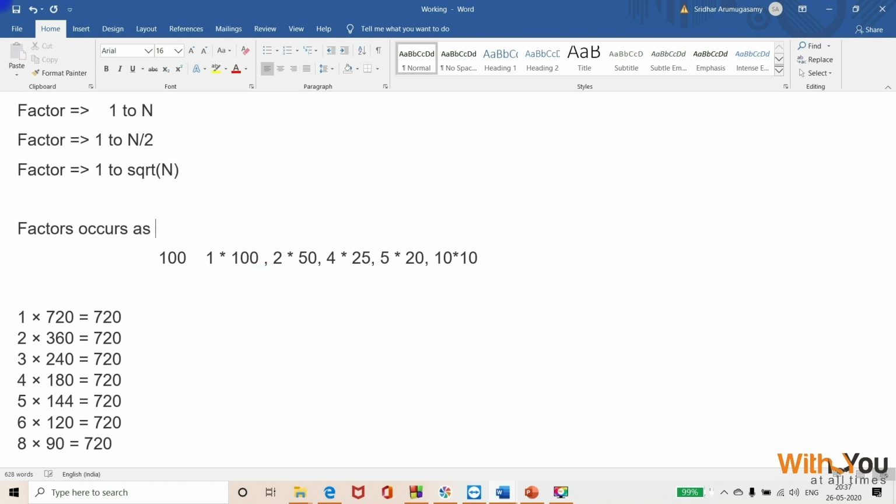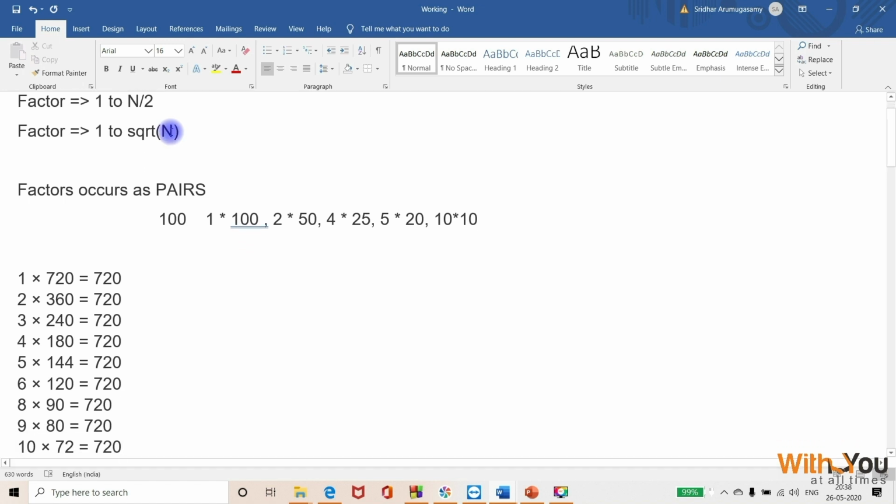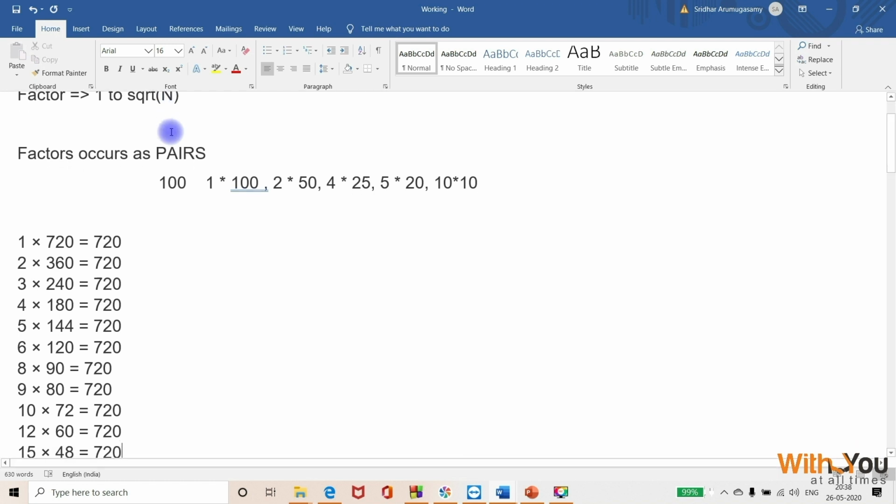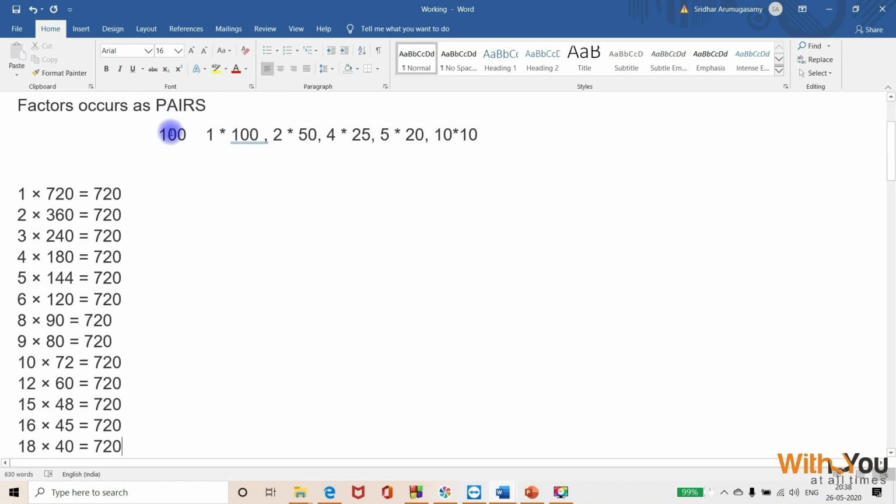So factors occur as pairs. Whenever you meet a factor, you have another guy also presenting himself as a factor. The only problem is we don't get them in order. Look at it: 1 and 720, he is on the other end. 2 and 360, he is getting closer, but he is not very close to me. And then 3 and 240, 4 and 180, 5 and 144, 6 and 120. So if TCS is expecting me to do this in ascending order, how do I do it?